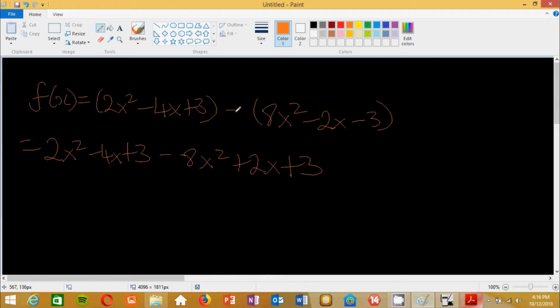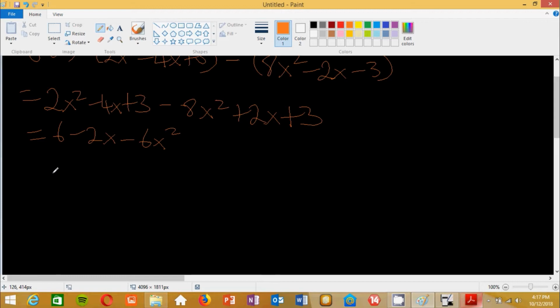Why is there a plus? Well, negative times negative 2x is positive 2x, negative times negative 3 is positive 3. And we're just going to simplify this, and simplifying this is going to give us 6 minus 2x minus 6x squared. Quite simple. 3 plus 3 is 6, negative 4x plus 2x is negative 2x, 2x squared minus 8x squared is negative 6x squared. So now our f of x simplified is therefore 6 minus 2x minus 6x squared.